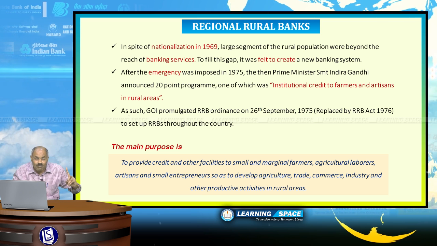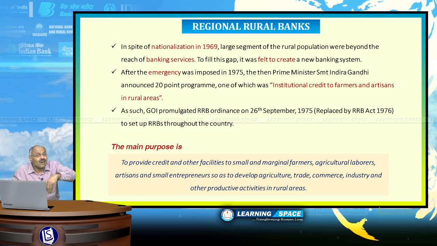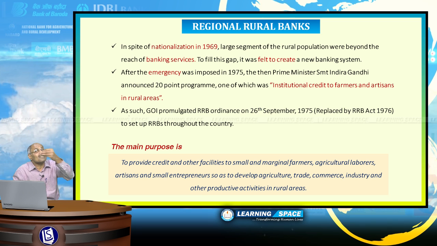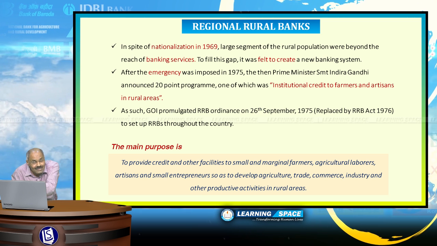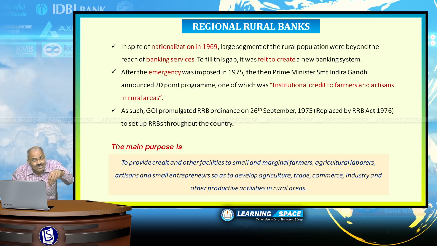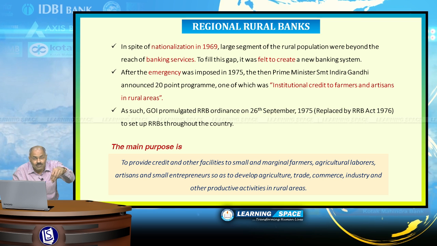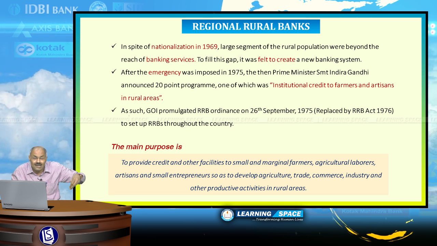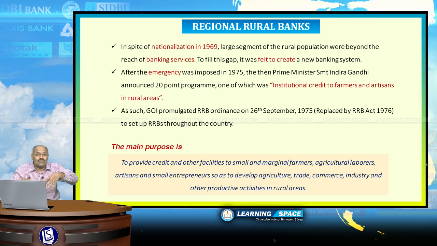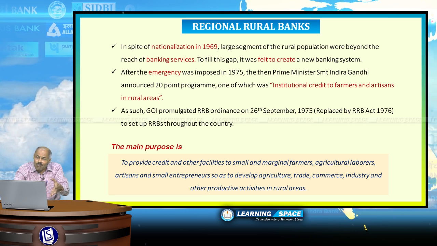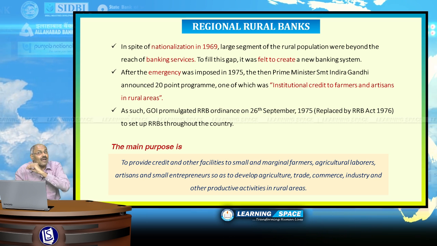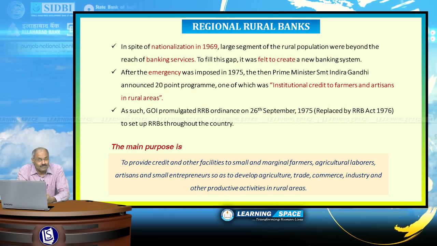Keeping that in mind, these rural banking institutions were established by promulgating an ordinance on 26 September 1975, subsequently regularized through the Regional Rural Banks Act of 1976. The main purpose is to provide credit to small farmers, marginal farmers, agricultural laborers, artisans, and to develop entrepreneurs in rural areas. This is the main motto behind starting these regional rural banks in the year 1975. I have given salient information.